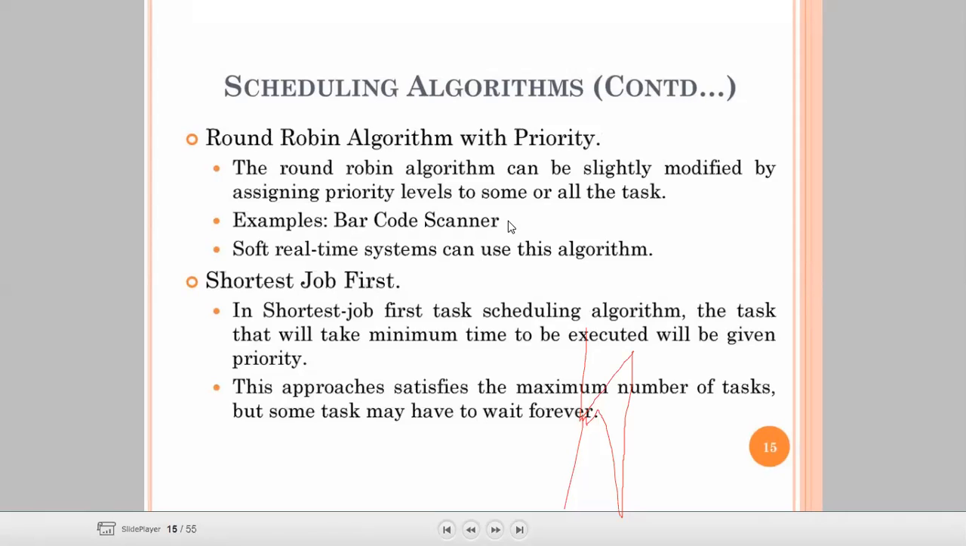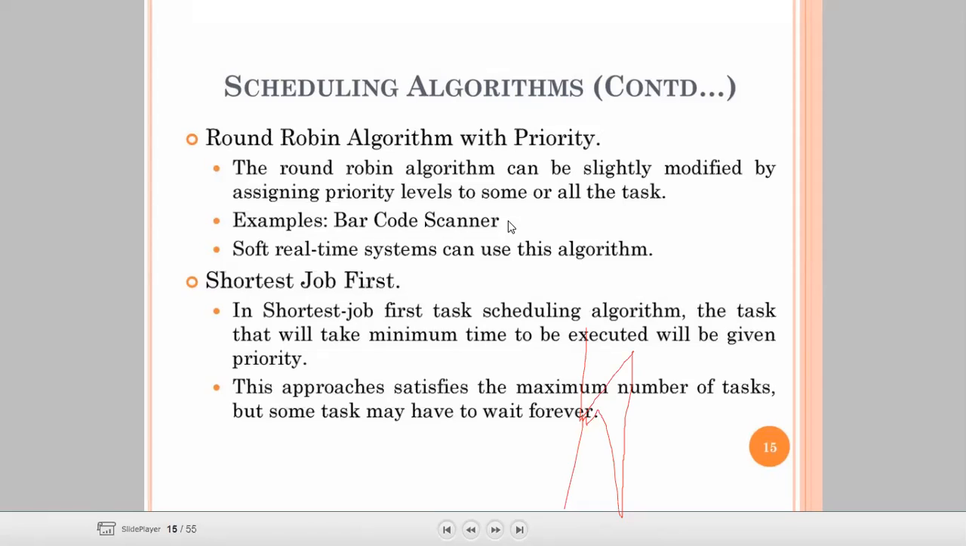Shortest job first. What is meant by shortest job? The kernel always assigns how much execution time each task requires, and based on that execution time, the task is executed. In the shortest job first task scheduling algorithm, the task that has the minimum time to execute is given the priority. This approach satisfies the maximum number of tasks, but some tasks may have to wait forever.